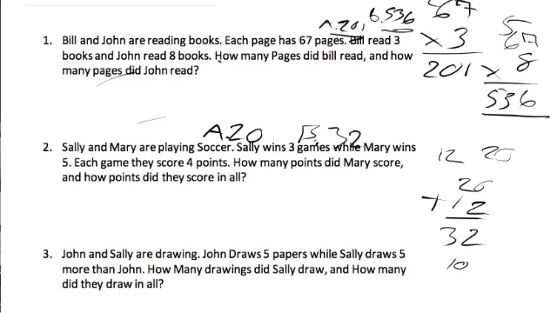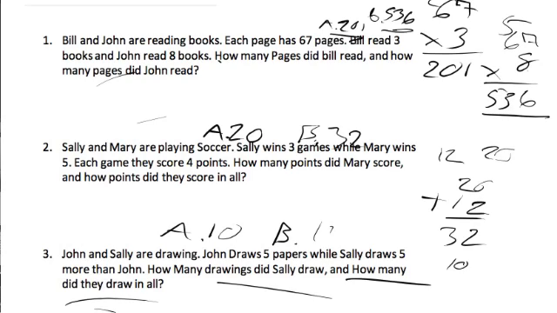And how many did they draw in all? So we got A. A is 10. B is, how many did they draw in all? So 10 plus 5 equals 15. So you got 15 for our final product.